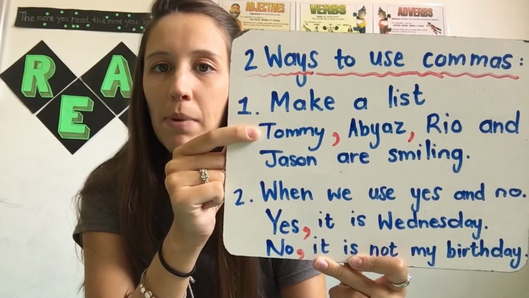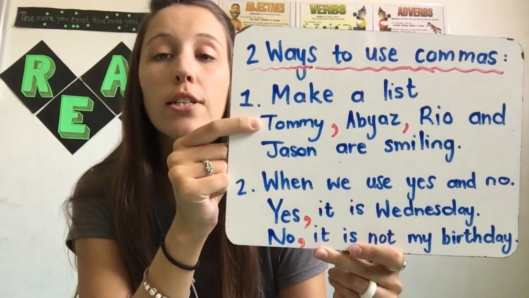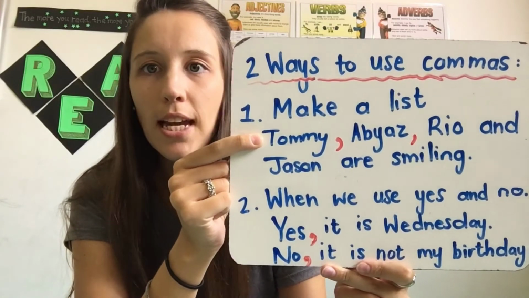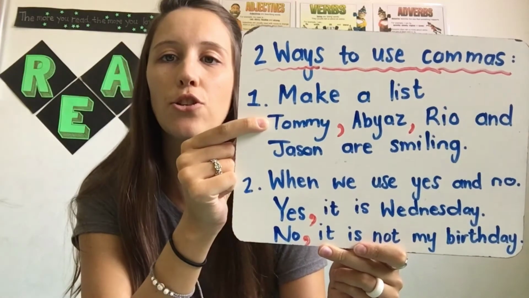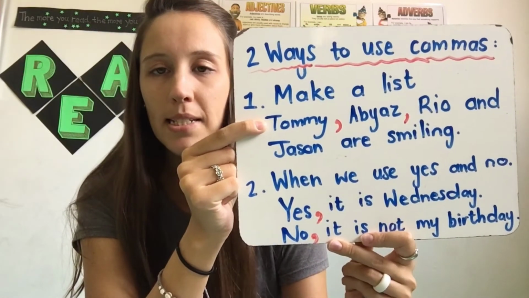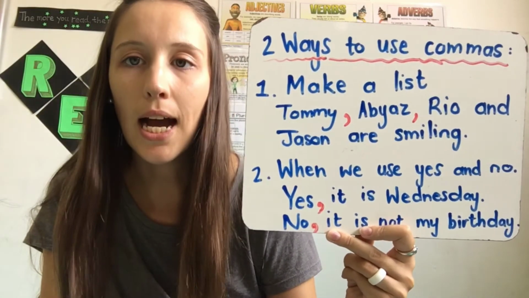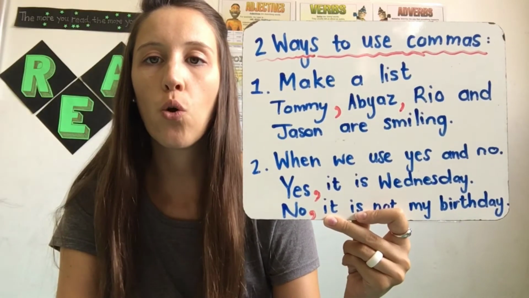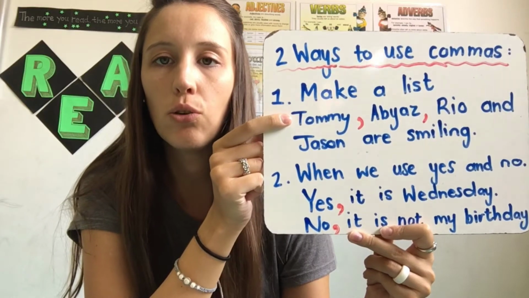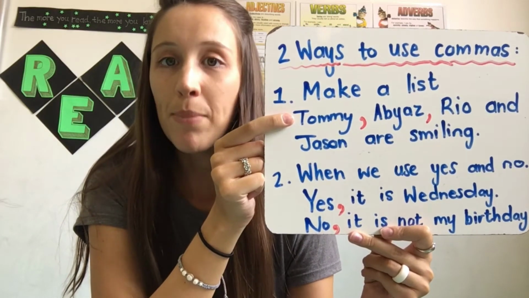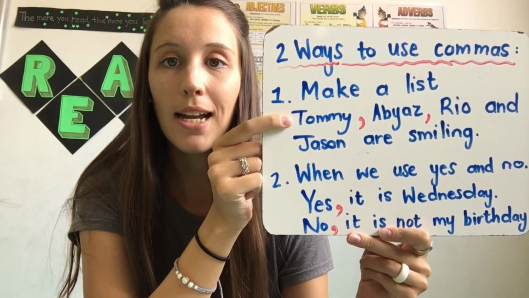Tommy, Abiaz, Rio, and Jason are smiling. Instead of writing Tommy and Abiaz and Rio and Jason, I have made my sentence a little bit shorter by using commas. And when I see a comma, I can take a short breath. Listen carefully when I read the sentence to you. Tommy, Abiaz, Rio, and Jason are smiling.